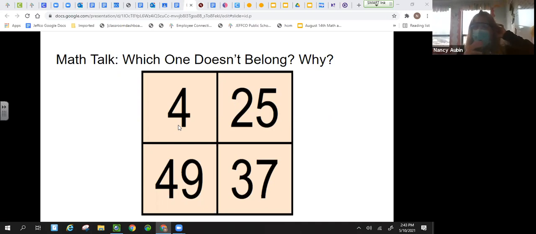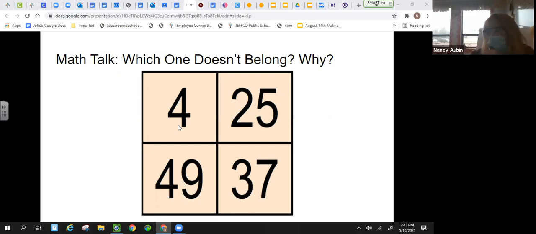Okay, stand up if you think it's 4 that does not belong. Stand up if you think it's 25 that does not belong. Stand up if you think it's 49 that does not belong. Stand up if you think it's 37 that does not belong. All right, Paxton, which one did you stand for? I said 4 because all of the rest of them are in the tens. Okay, he said it's the 4 because it only has 1 digit and the rest all have 2 digits and they're in the tens. Okay, did someone have a different thinking?